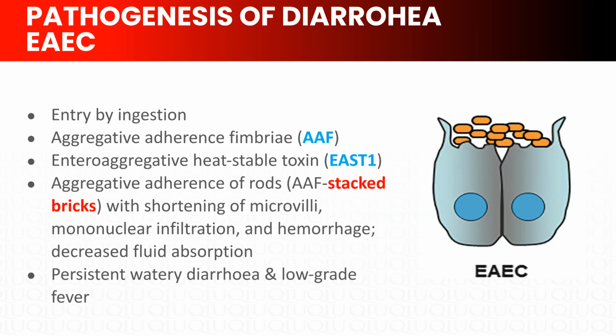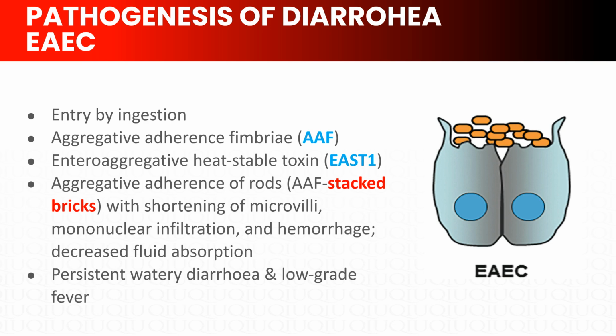Now let's discuss EAEC, enteroaggregative E. coli, which has a distinctive appearance under the microscope. After entry through ingestion, EAEC uses aggregative adherence fimbriae, abbreviated AAF, to attach to the intestinal mucosa. Under microscopy, these bacteria have a characteristic stacked brick appearance because they aggregate together. EAEC produces the enteroaggregative heat-stable toxin, called EAST1. The combination of bacterial aggregation and toxin leads to shortening of microvilli, mononuclear cell infiltration, hemorrhage in the mucosa, and decreased fluid absorption.